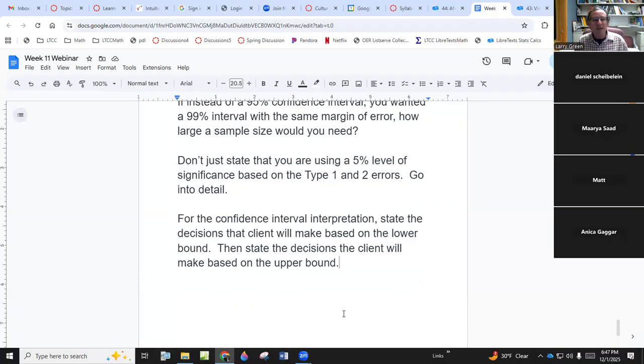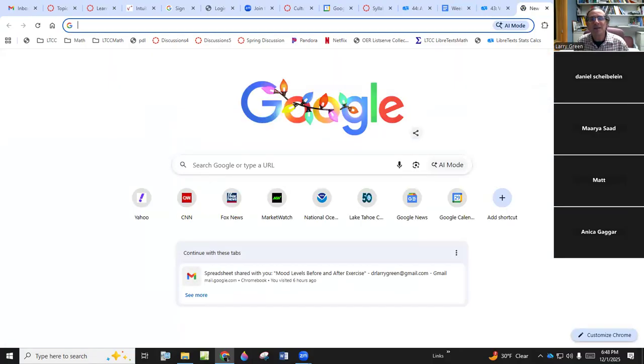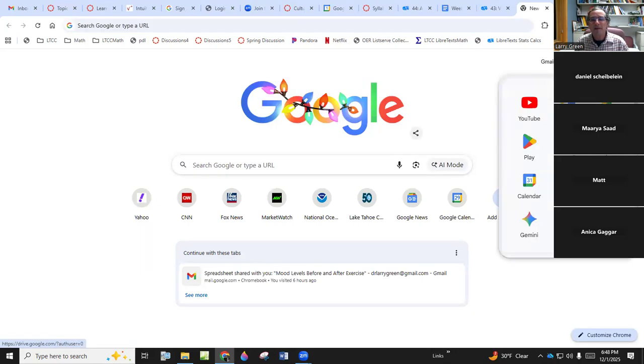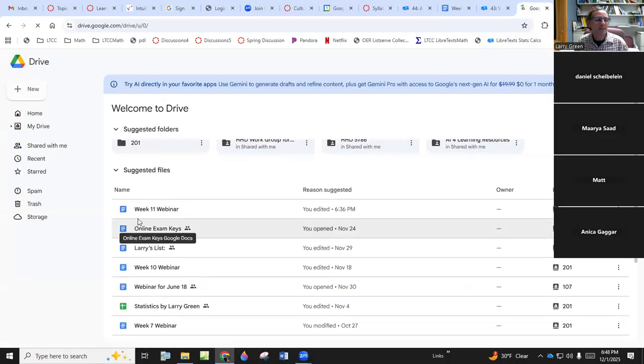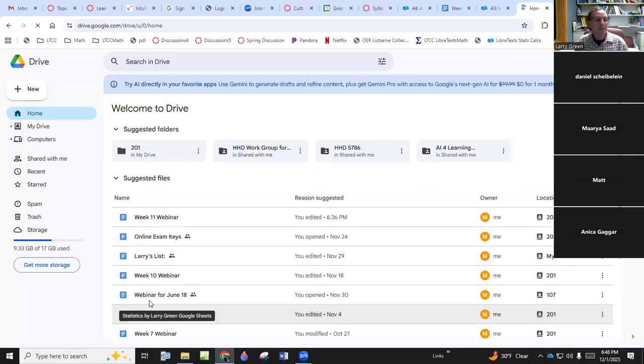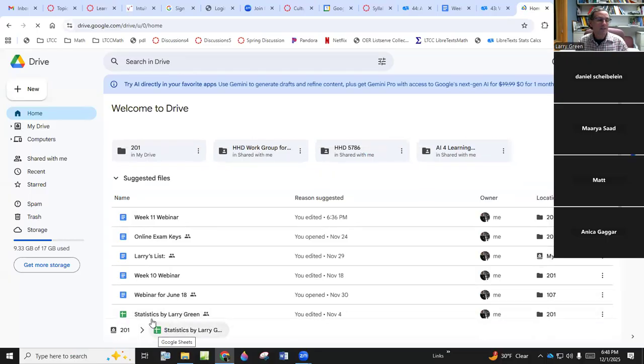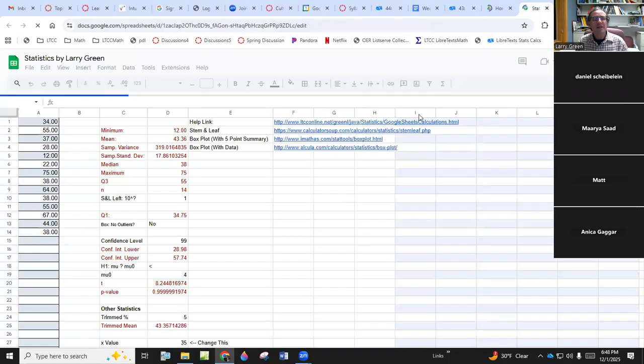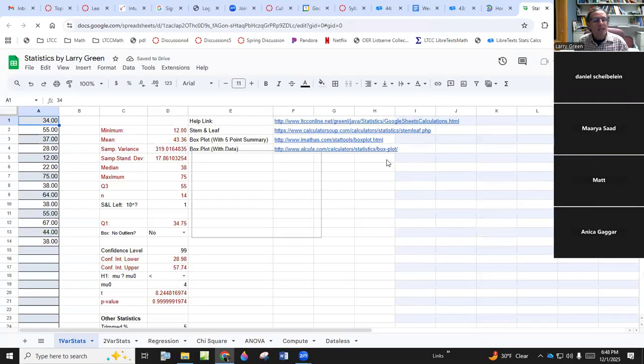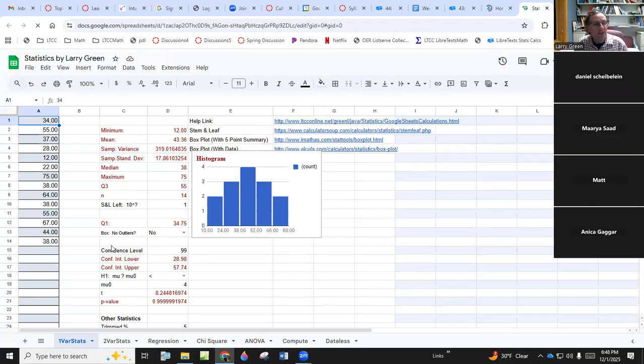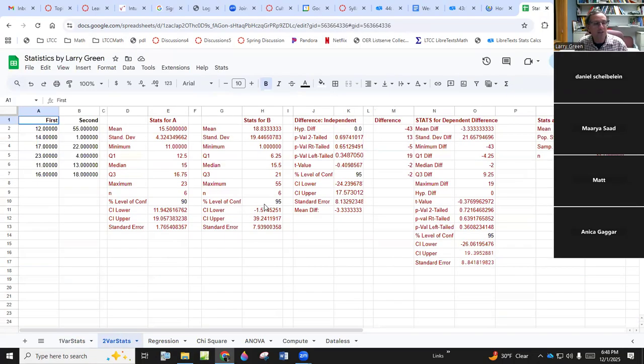Any questions on these pieces of the project? I do want to remind you of one more thing, and maybe I'll remind you by showing you because it's easy to do. Okay, in your project, you have to use this, and you're going to use the two variable stats.